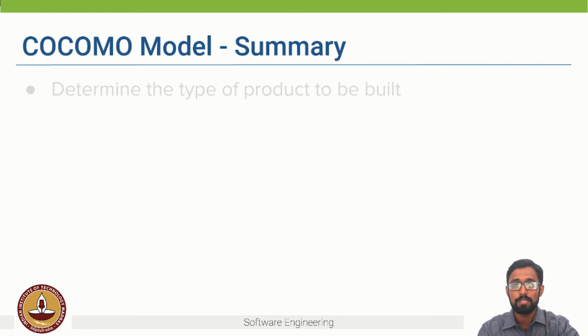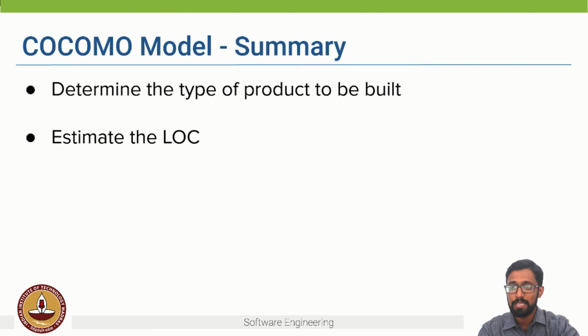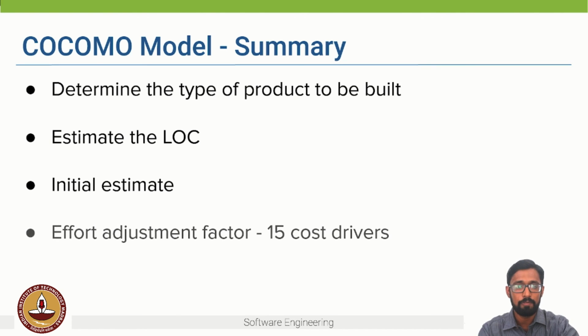So to summarize the COCOMO model, first we determine the type of product which has to be built. Then we estimate the number of lines of code for each module. And based on the formula, we get the initial estimate. And from this initial estimate, we calculate the effort adjustment factor by considering the 15 cost drivers. And then we multiply the initial estimate with these adjustment factors to get the overall estimate.